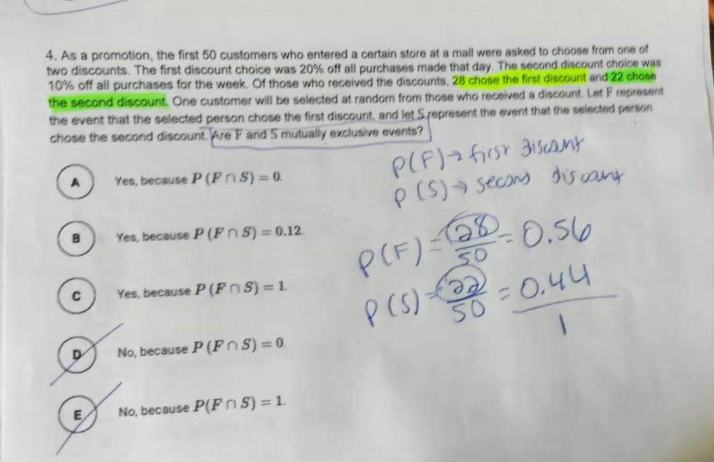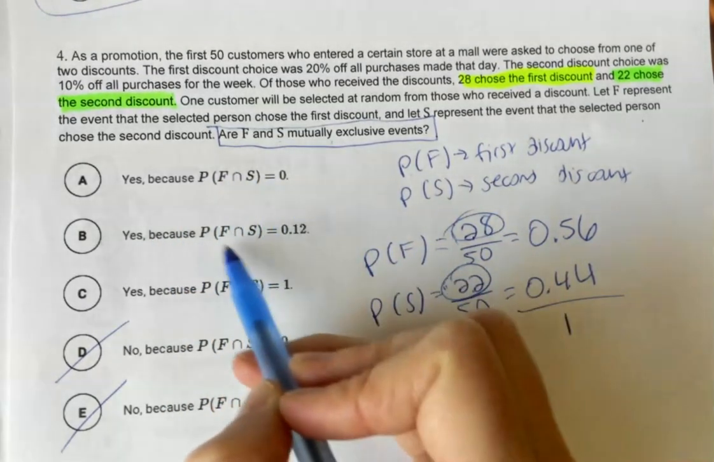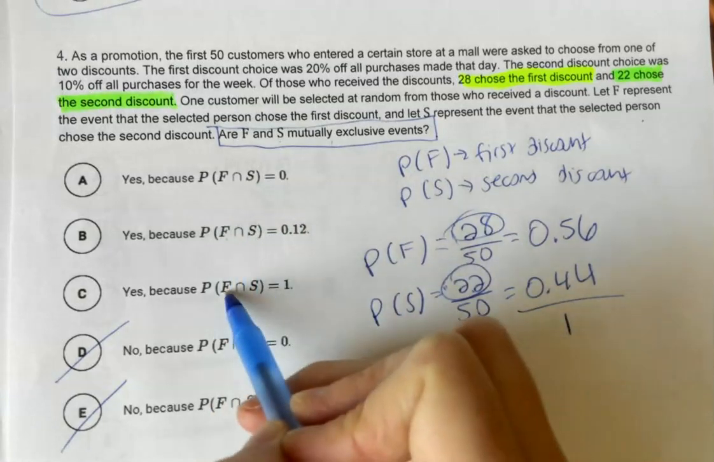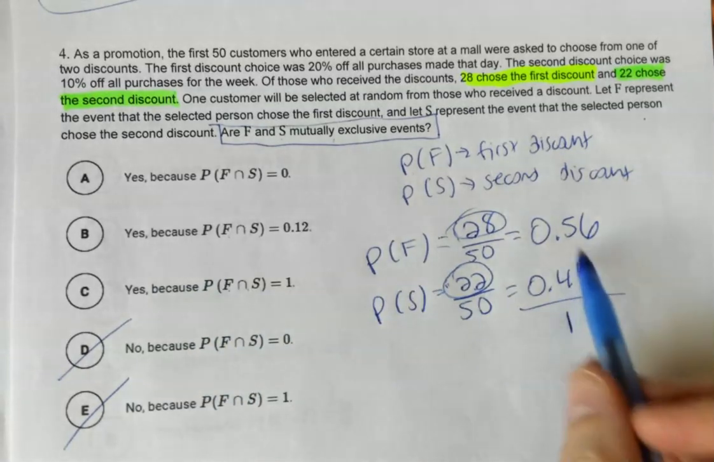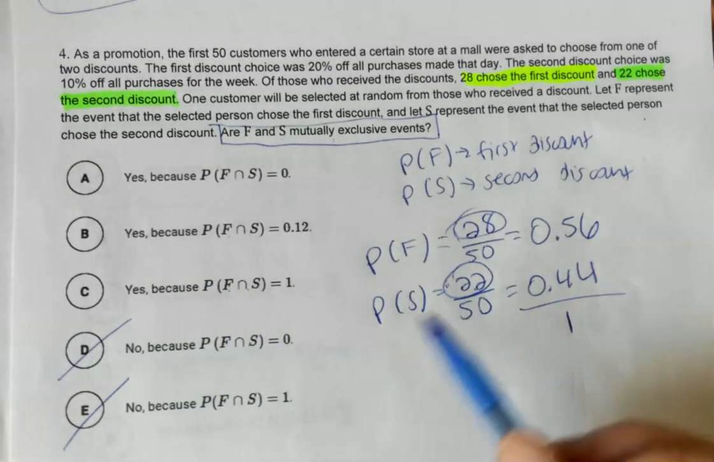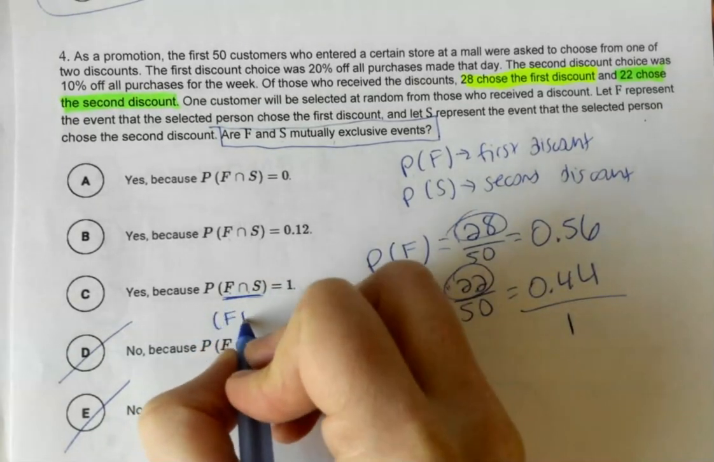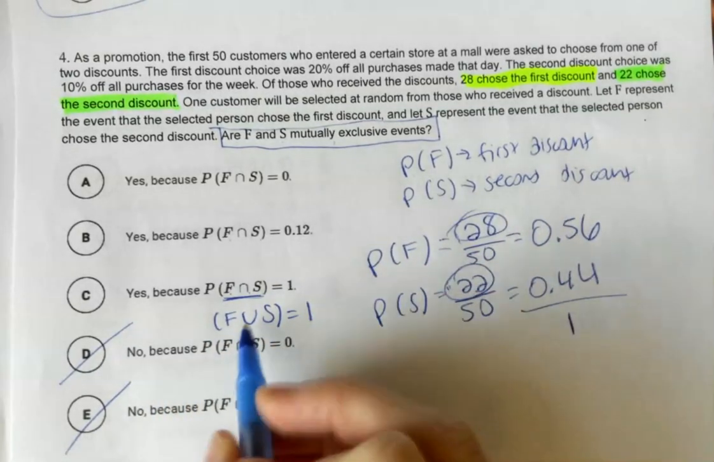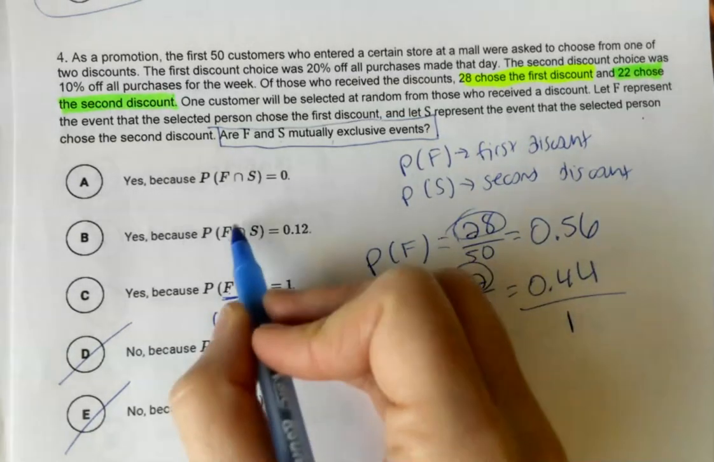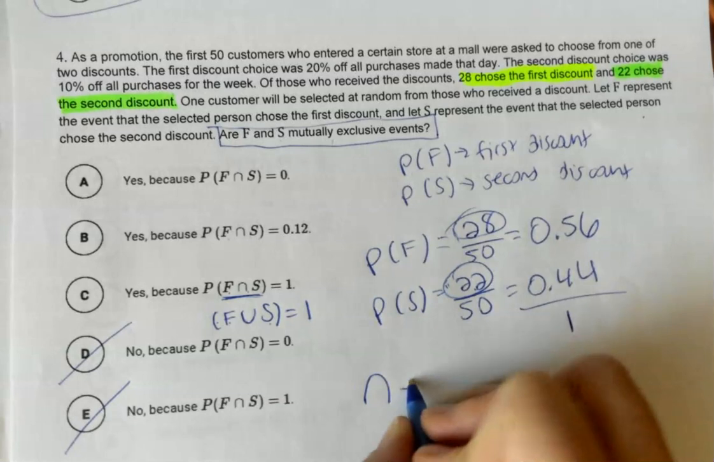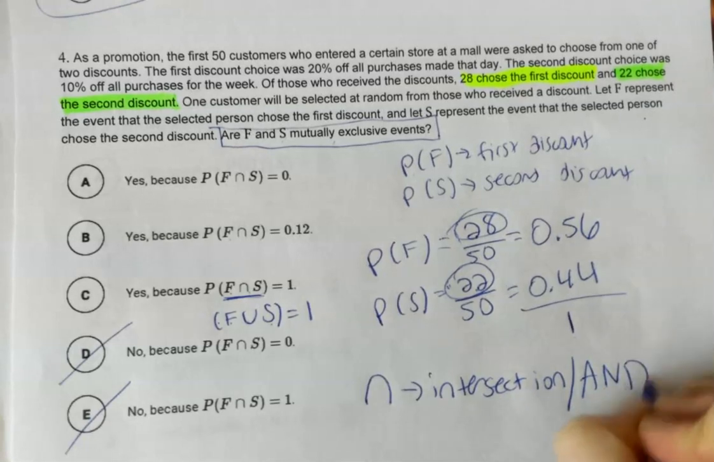So let's look at the reasoning here. All right. Yes, because F intersection S is 0, F intersection S is 0.12, and F intersection S is 1. Well, at first, C looks like it's likely because when I added them up, I got 1, right? But that's not actually what this is saying. This would be correct if it were F union S. That's because F plus S would equal 1 if it were a union, but that's not what this symbol means. This symbol means intersection. And what intersection means is "and."